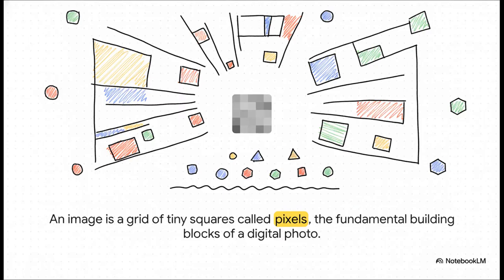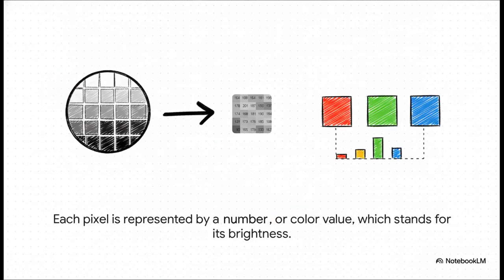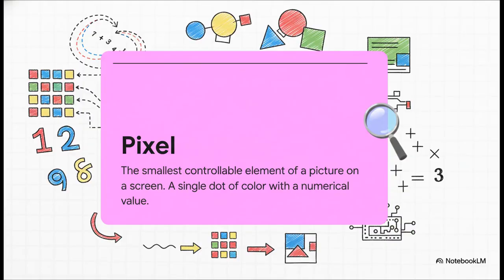So if you zoom in, like way in on any digital picture, you'll find it's just a simple grid. Each of those tiny squares of color, that's a pixel. It's the absolute fundamental building block of every single image you see on a screen. And here is the absolute key. Each one of those pixels isn't just a color. To the computer, it's a number. It's a value that tells the machine exactly how bright to be or what color to display. The entire image is just one massive grid of numbers. So there's the secret. A pixel is just one dot of color that's defined by a number. So if you want to change the image, all you really have to do is change the numbers.